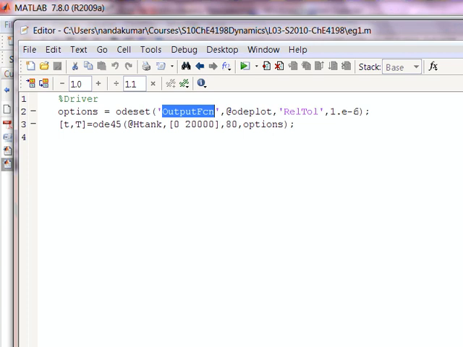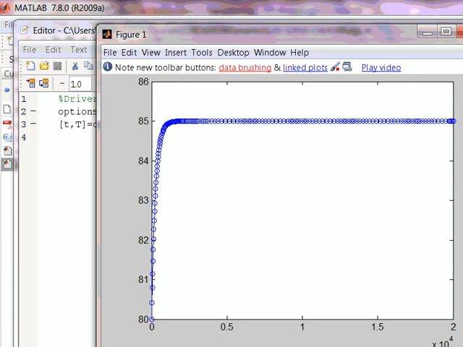Okay? So how do I run this? To run this, I can go to the green button there and hit the green button and I get the solution. So this is the temperature on the y-axis, time on the x-axis, 0 to 20,000, and that's how the temperature changes. Changes very quickly. Maybe in 500, certainly less than 500 seconds, and then it reaches a steady state.